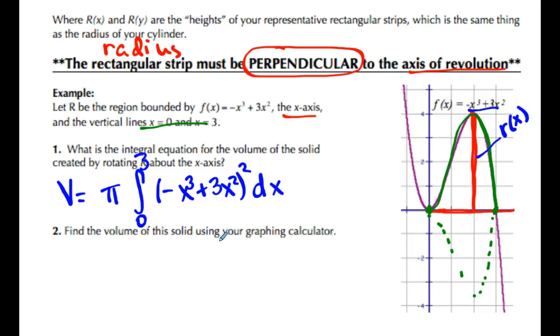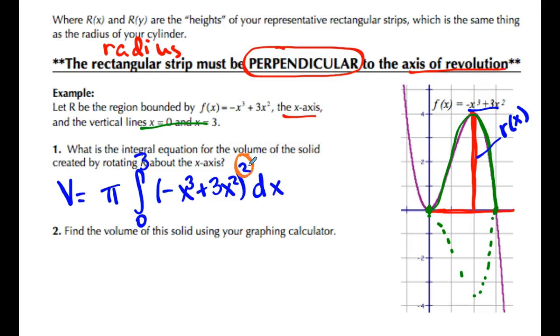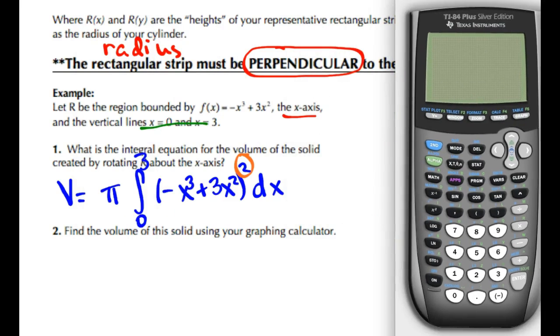So it's really, really, really important that we don't forget that squared. This squared out here makes all the difference in the world. So let's go ahead and open up a graphing calculator. If you don't have one, pause the video and go get one. And I'm going to hopefully be able to do this on the screen.